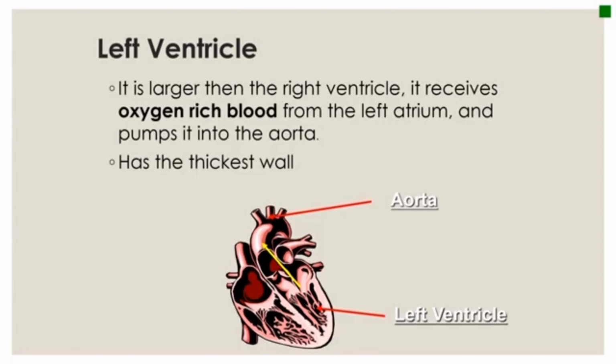What about the left ventricle? The left ventricle is larger than the right ventricle. It receives oxygen-rich blood from the left atrium and pumps it into the aorta. And it has the thickest wall.